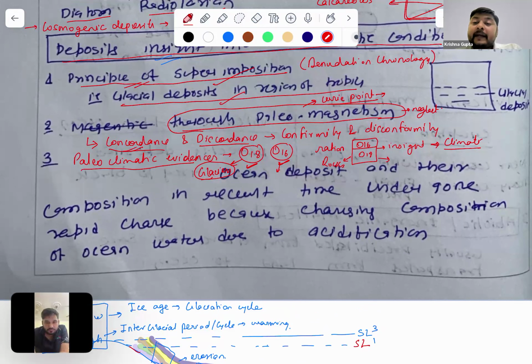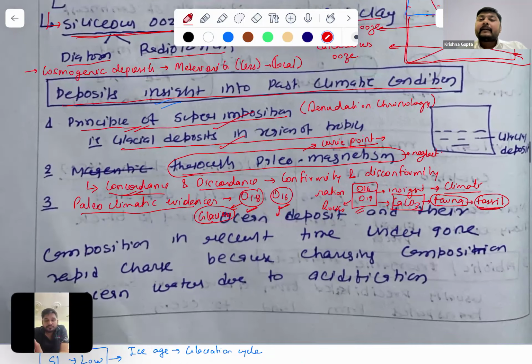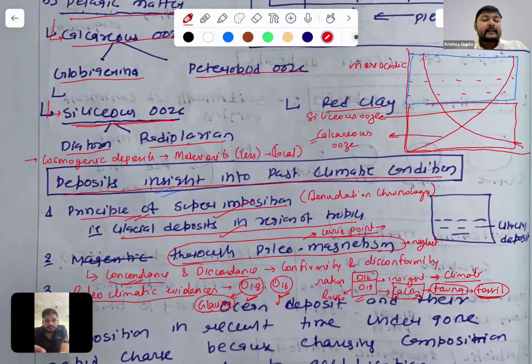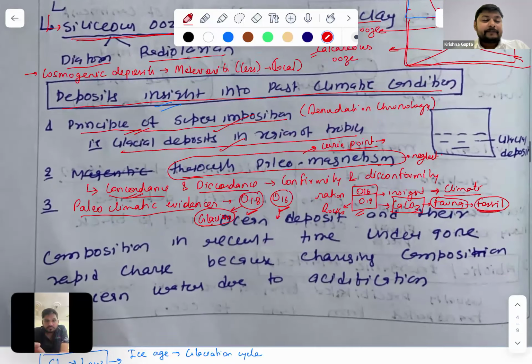Now what I was talking about, this O16 and O18 ratio, is present in the CaCO3, that is calcium carbonate of the fauna. When we study the fossils of those animals, we are able to identify through radiocarbon dating how old it is, and how much O16 and O18 there is, so what the climate was at that particular time period. So we can identify this part by the study of fossils. Okay, it can be siliceous ooze or calcareous ooze.